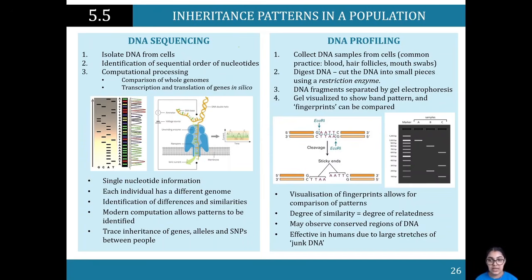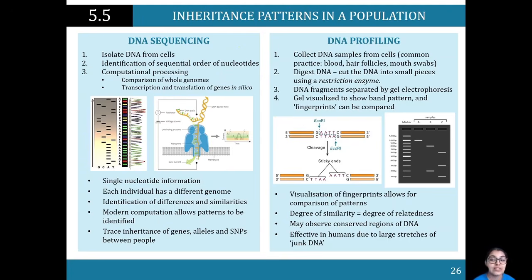The first one is DNA sequencing. And how does that occur? With DNA sequencing, we begin by isolating DNA from cells. We get its sequential order of the nucleotides because that's what makes a DNA unique. It's those nucleotide pairings. And then we put it in a computer, we process it, and we can then compare whole genomes of individuals. And we can also conduct transcription and translation of genes in silico.